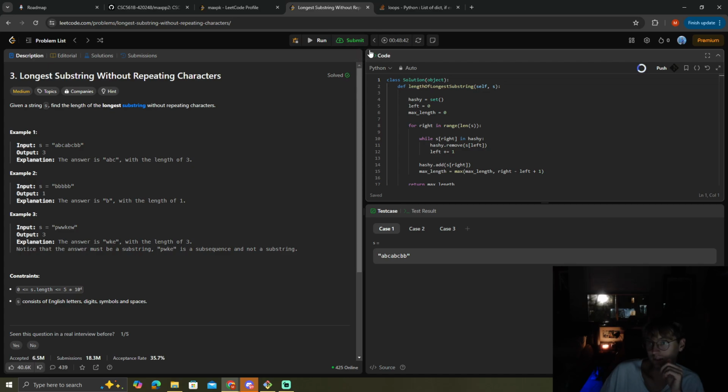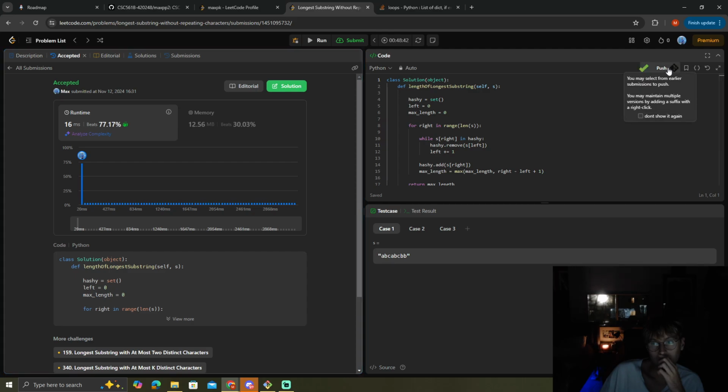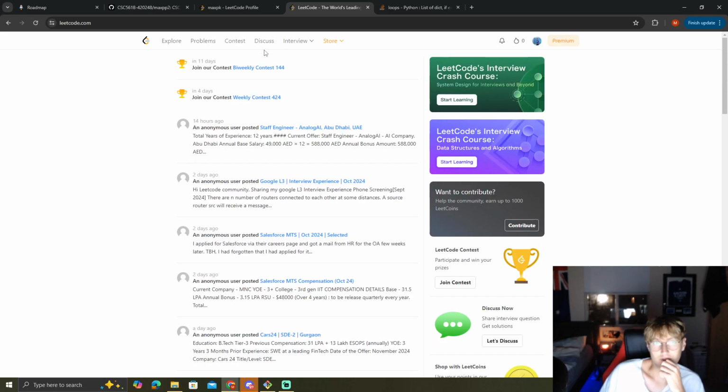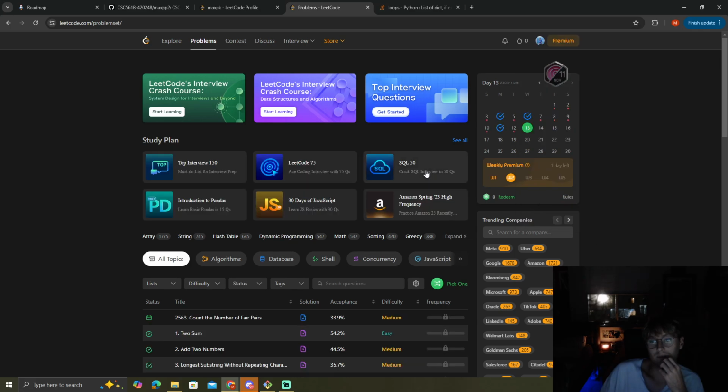Let's just push this. There we go. Okay, I like this thing, man. Download this thing, LeetCode V3 or something. It's fine, man. It pushes it to your GitHub. Pretty cool.